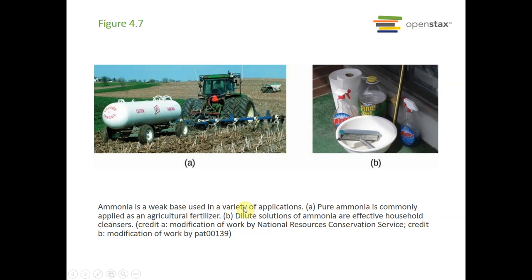Ammonia is a weak base used in a variety of applications. Pure ammonia is used on the agricultural fields, corn, soybeans. Well, corn and soybeans actually put nitrogen in the soil also. And of course it's used for cleaning.